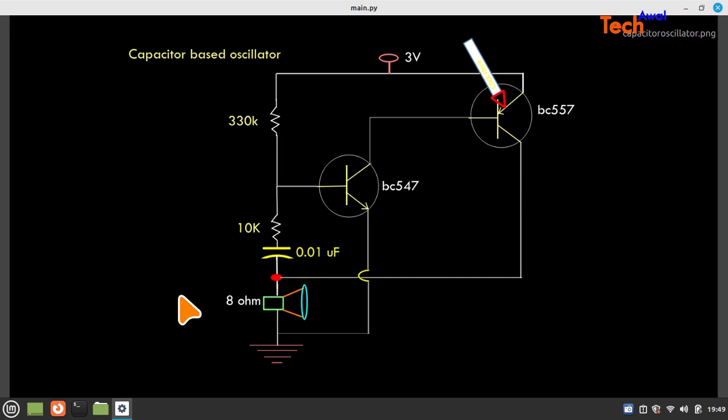Okay, so this is P and this is N. So voltage at here is more and here it is less. So this would be forward bias.